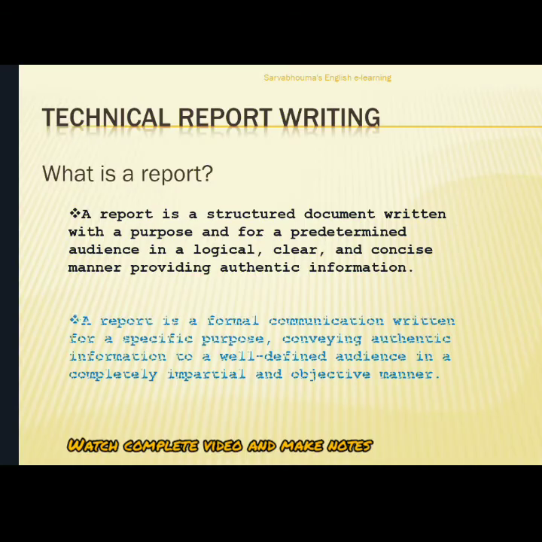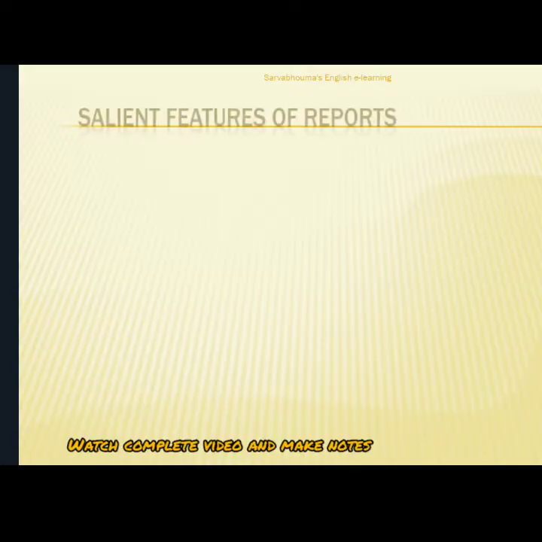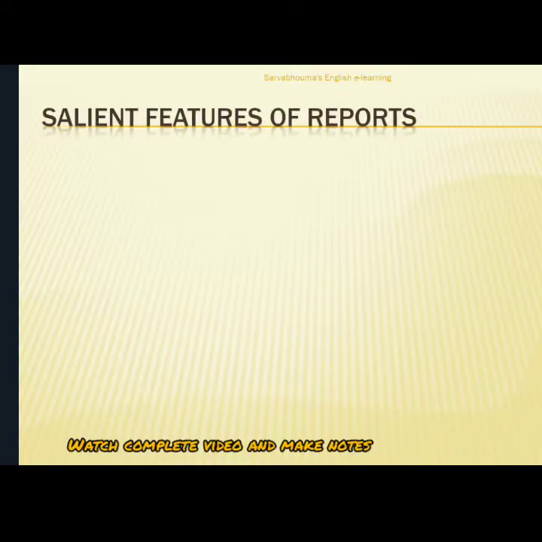Let us see the second definition. A report is a formal communication written for a specific purpose, conveying authentic information to a well-defined audience in a completely impartial and objective manner. It must be in an objective manner, and second, it must be impartial. Okay. So next, the salient features of reports. Let us see which are the salient features.